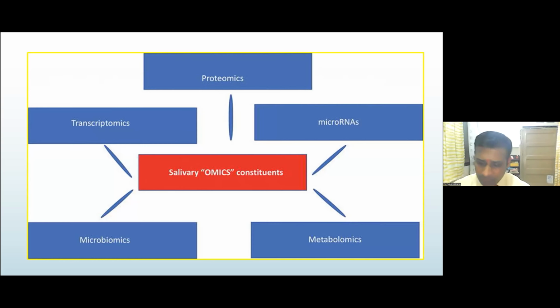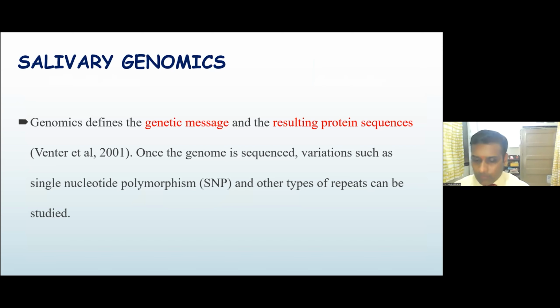So just to briefly tell you about what these are, I will not be able to highlight all the possible compounds that are identified. Salivary genomics basically indicates identifying the genetic message and the resulting protein sequencing that is seen in various individuals.